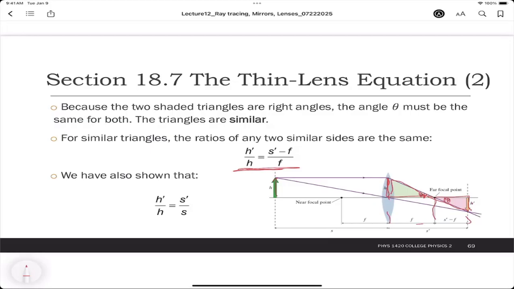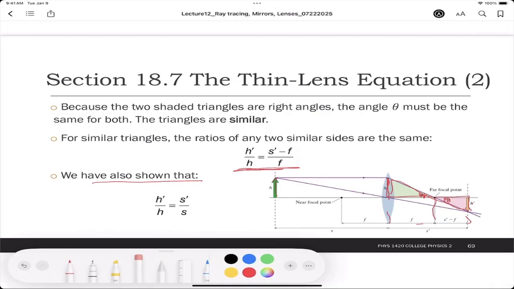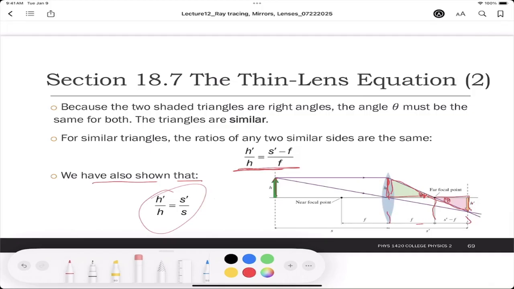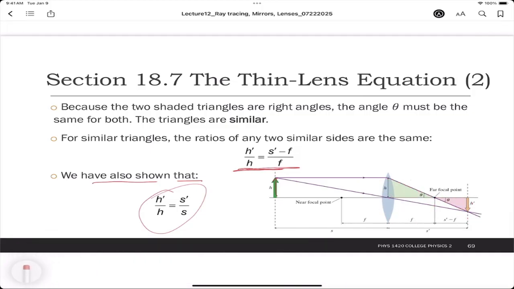We have also shown that h dot divided by h equals s dot divided by s. We have already shown this before, but let's review it.